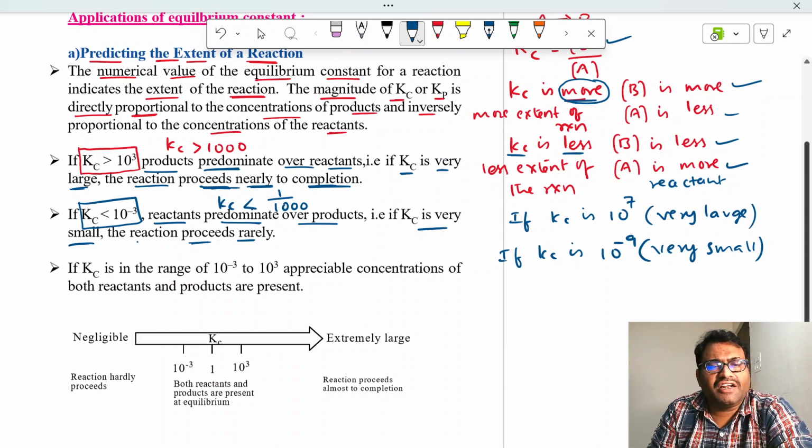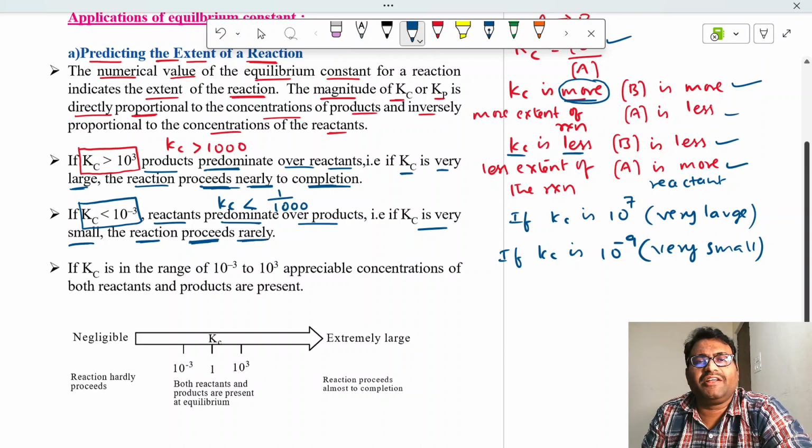So then the reaction proceeds rarely. What is the meaning of that? Proceeding rarely means a very small amount of the reaction has occurred. A very small amount of the reactant has been converted into product. That is the meaning. Understood?